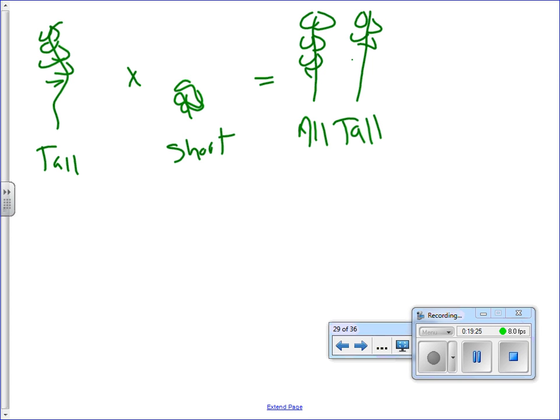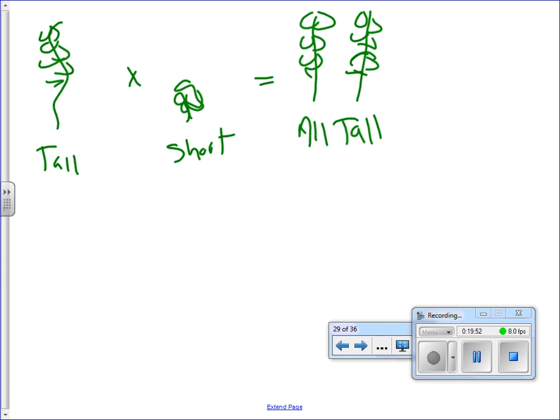Now, he thought this was very strange. And there's actually pretty good documented records of all this data he took. Because he said, well, I know that those short factors, he called them factors, should be in there because I took the pollen from the short plant and put it on the flower of a tall plant, or vice versa. I took the pollen of a tall plant and put it on the flower of a short plant.